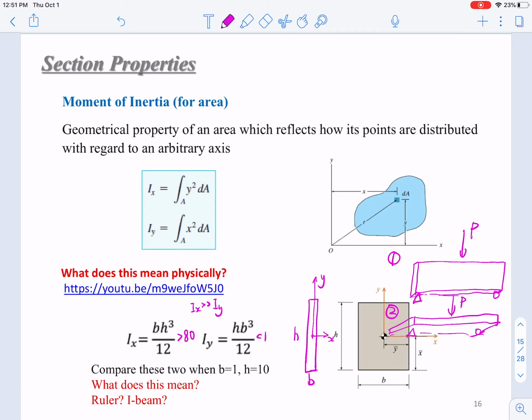What does I mean? Okay, this Ix is much larger than Iy, meaning that if you set the beam in manner 1, it can hardly be bended. But if you set it in manner 2, it will be easily bended, although you are using the same thing as the beam member. Okay, so hope this video and this experiment can help you understand what this moment of inertia means.